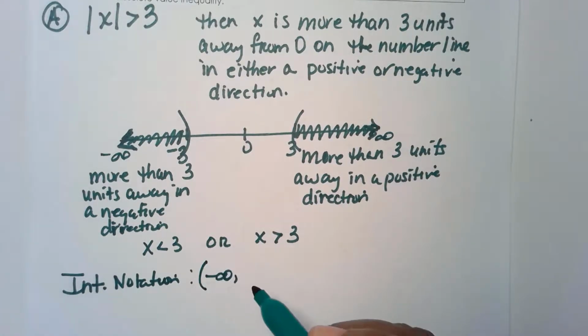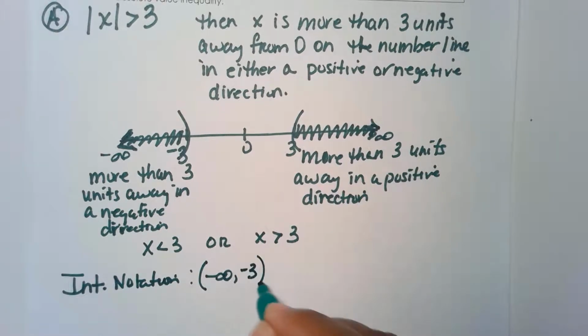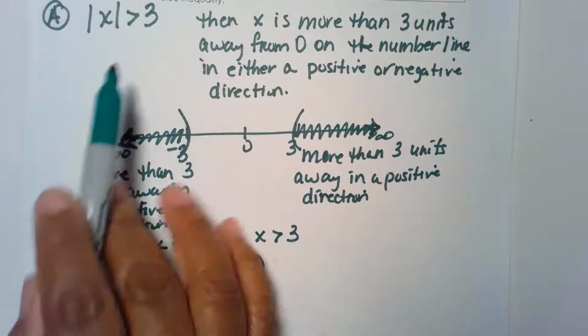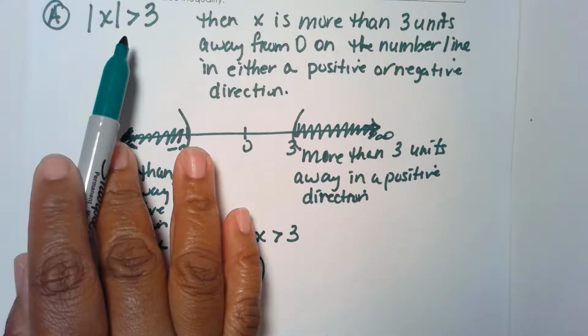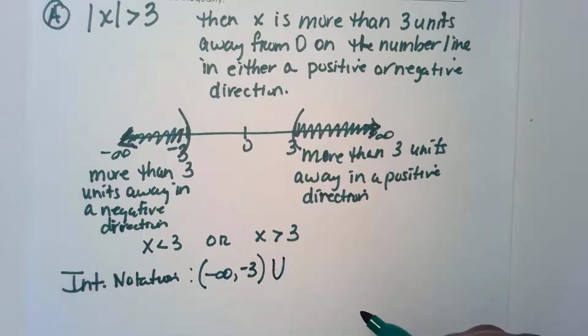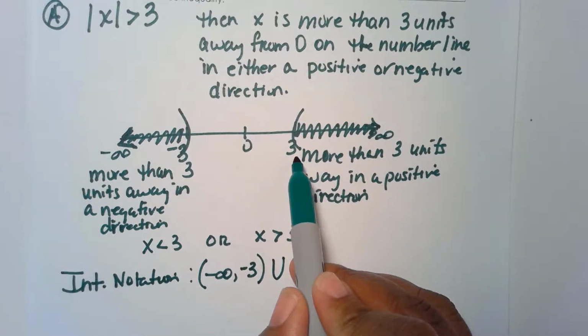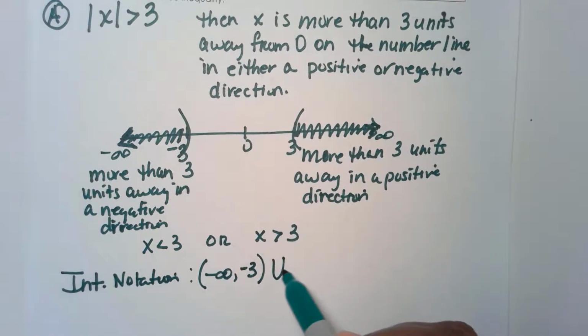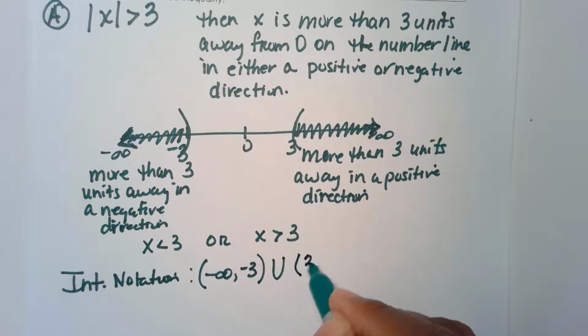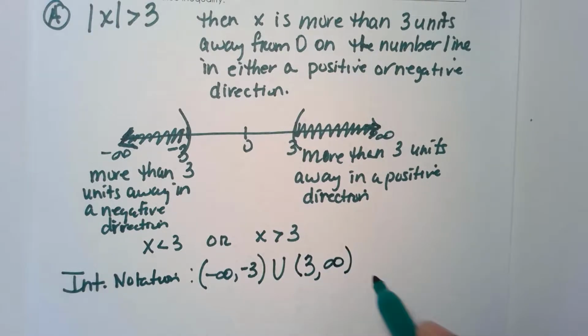So we would say open parenthesis, negative infinity, comma, negative 3, close parenthesis, because of our symbol that we're using, union, and then where does it start here? Because what you're saying here is that there's a break. So we use the union symbol, open parenthesis, 3, comma, and then positive infinity, and then our close parenthesis.